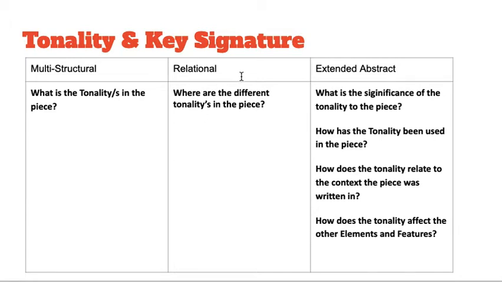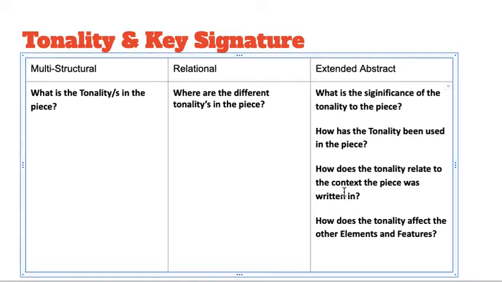Okay. Then in relational, you need to tell me if there are other key signatures in the piece, and where do they change, or how do you know? Okay, extended abstract is what's the significance of the tonality. So the tonality is major, so it makes the piece sound happy. Okay, how has the tonality been used in the piece? Does it change? Why does it change? How does the tonality relate to the context of the piece?